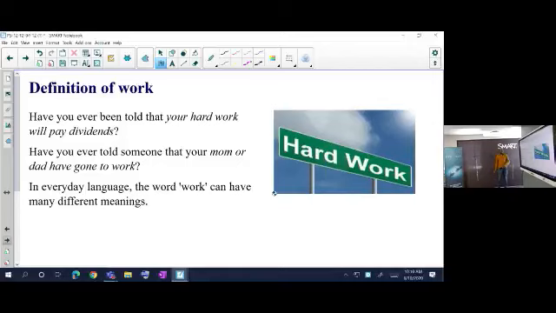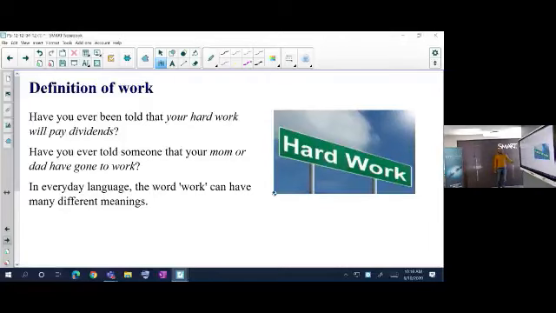Have you ever told someone that your mom or dad have gone to work? Obviously, everyone knows that each and every day we have to wake up and prepare ourselves to go to work. If you're not going to work, you have to go to school. When you go to school, you are doing your work. Work is everywhere. Of course, you're going to cover a particular distance. The moment you cover the distance, there's work on it.